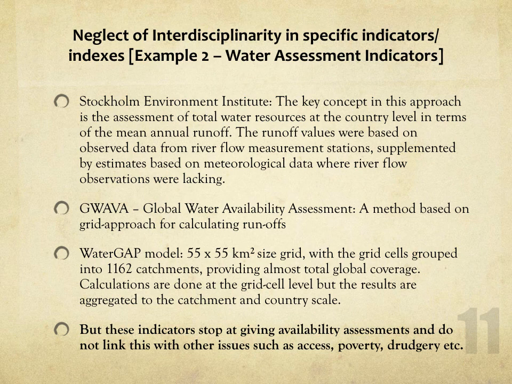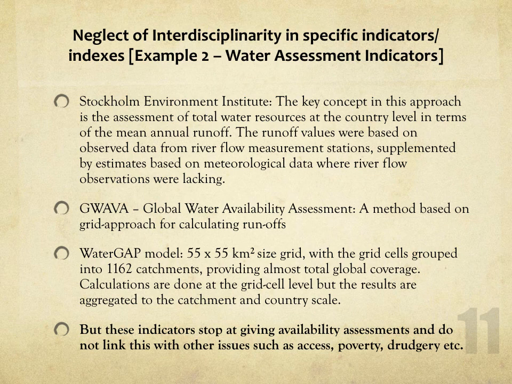But she critiques all of these indicators because they stop at giving the availability assessment and do not link this with economic or social issues like poverty, access, drudgery, etc. All of this was basically to understand the logic or rationale which she tried to develop: one, by emphasizing the need to have a holistic index; second, by pointing out the disciplinary versus interdisciplinary context, which is associated or not associated with the existing indices or methods; and also by pointing out certain deficiencies of indicators like what SEI had developed, the GWAVA model or the WaterGAP model.